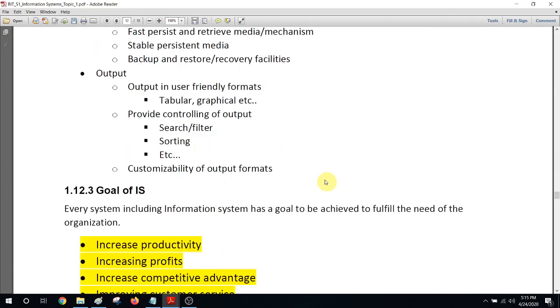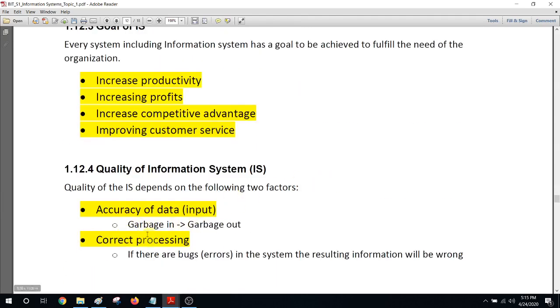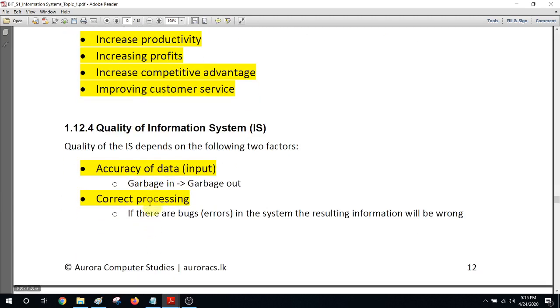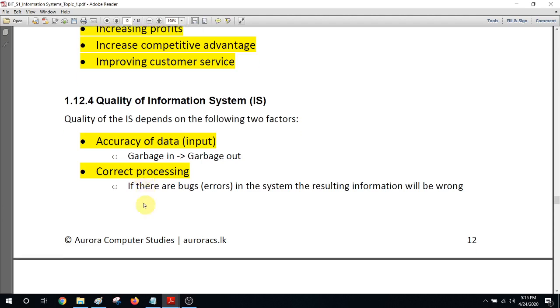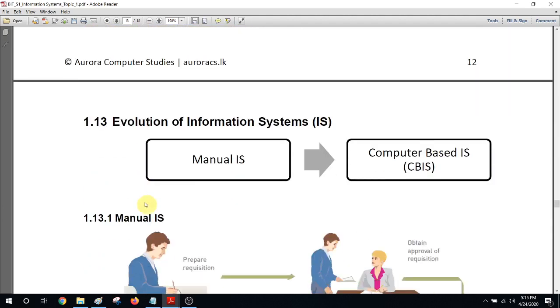The second factor is the quality, or the correctness, of processing. That means our system must be bug free, and all the business logic and everything must be in the proper way. So that is called correct processing. If processing is correct and the data is correct, we are going to have high quality output, right?